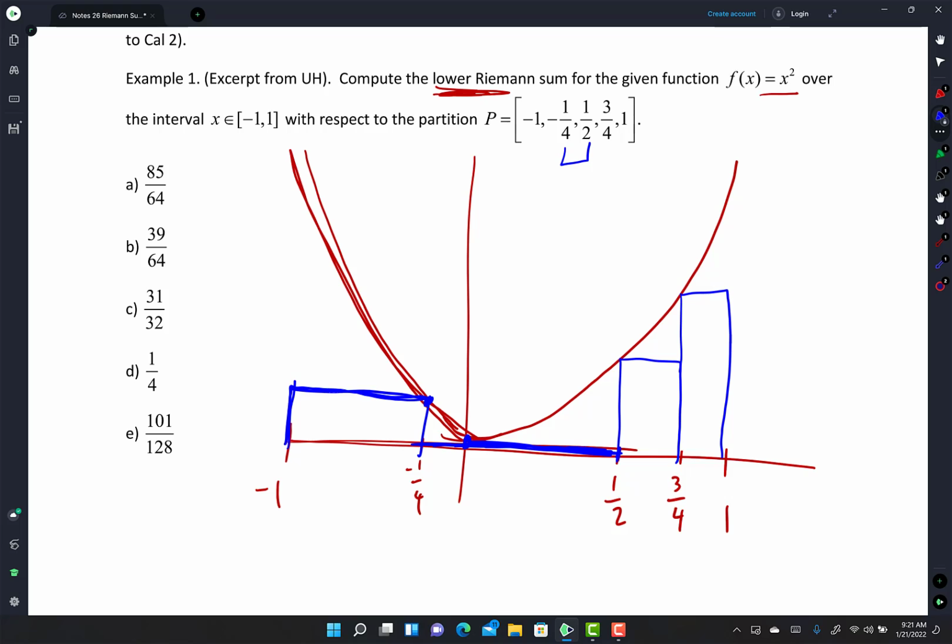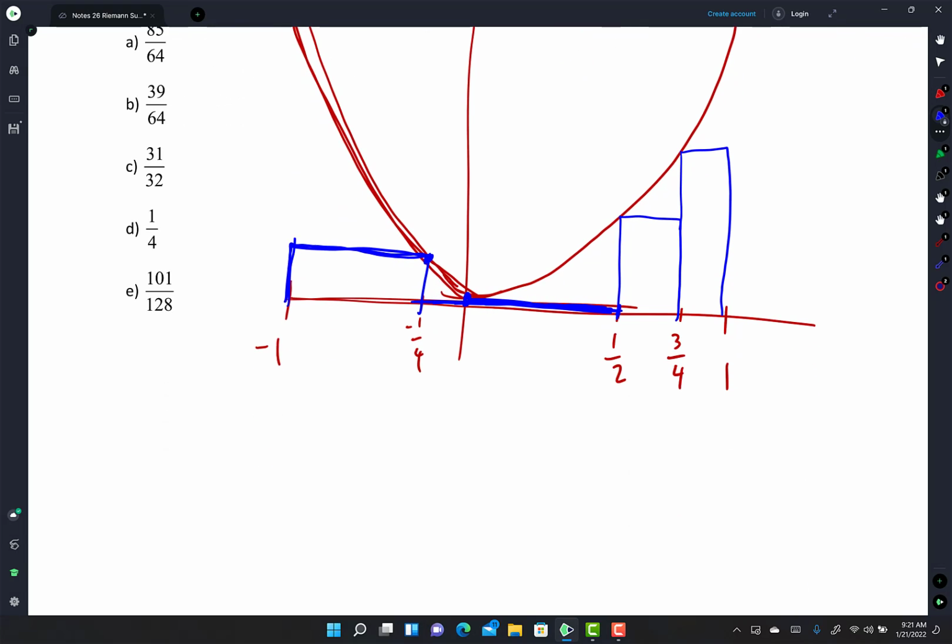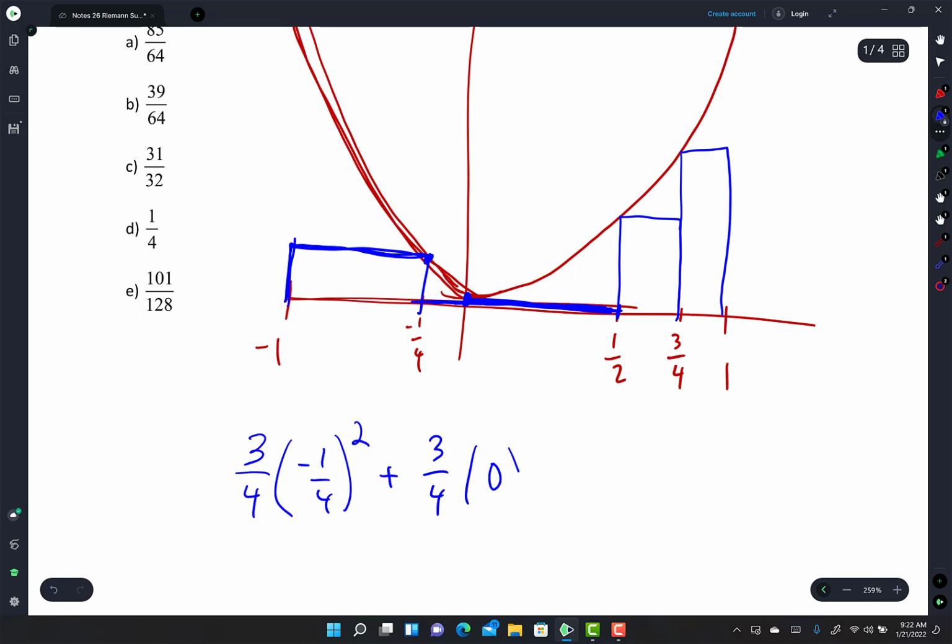Okay, so now we're just going to calculate the area of those rectangles. And how do I calculate the area of a rectangle? Length times width. So the width between -1 and -1/4 is 3/4, and now I'm going to find the height. The height is -1/4, and you square that. Technically you don't have to put the negative if you don't want to, because the function is x squared. Plus 3/4 times 0 squared.